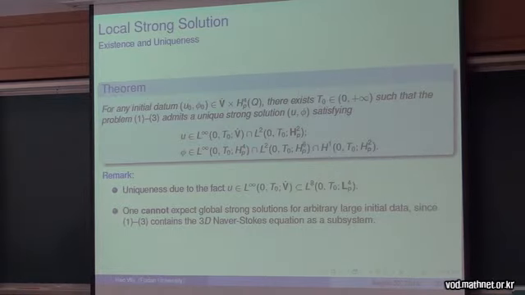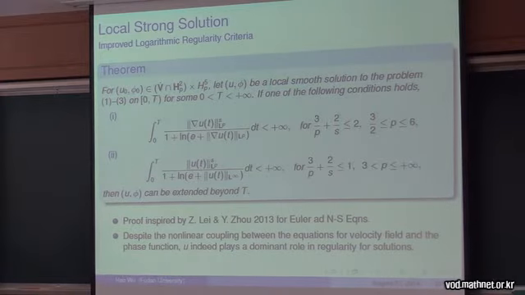And the second consequence of the high order energy inequality is the local strong solution. This is quite simple. And of course, this regularity easily tells you that the local strong solution is indeed unique. However, since our system contains the Navier-Stokes equations as a subsystem, you cannot expect that for arbitrary initial data, we can have a global strong solution.